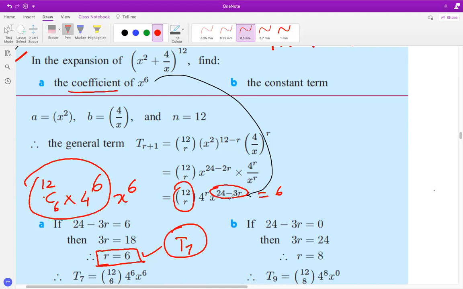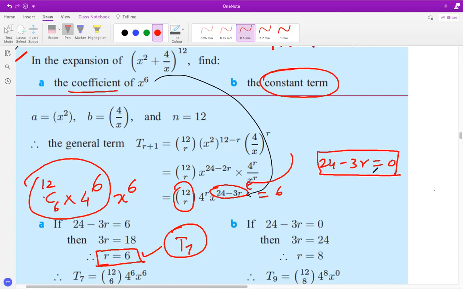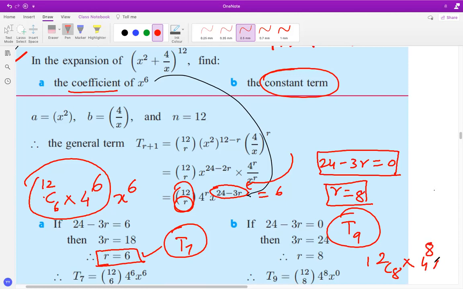Now to find out the constant term, you are going to equate this to 0. So 24 minus 3r, you're going to equate to 0. This is a very common link where r is basically 8. So the 9th term is actually the constant term, and for its value, you're just going to plug r as 8 here. So it'll be 12C8, 4 to the power 8, and x to the power 0, because we got this by equating to 0. So that's how you do this kind of basic question, and more challenging questions we're going to take in the next fragment.